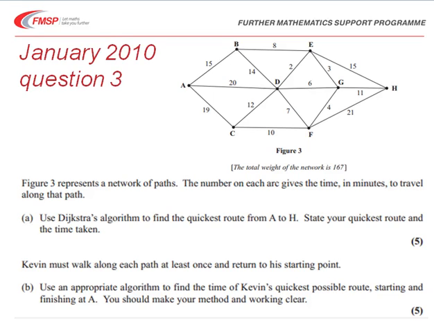We're asked in the first part of the question to use Dijkstra's algorithm to find the quickest route from A to H, stating the quickest route and the time taken. In the second part of the question it says that Kevin must walk along each path at least once and return to his starting point. So we're asked to use an appropriate algorithm to find Kevin's quickest possible route starting and finishing at A. And you should make your method and working clear in that part of the question.